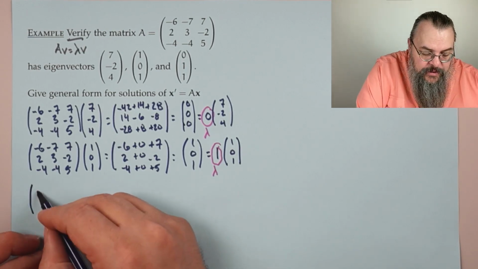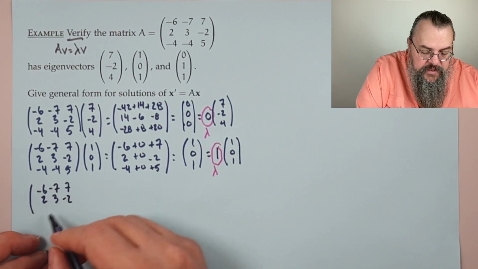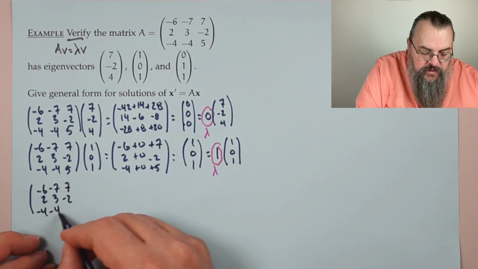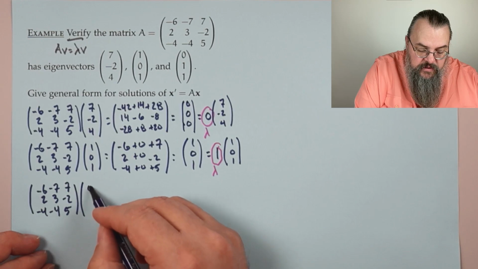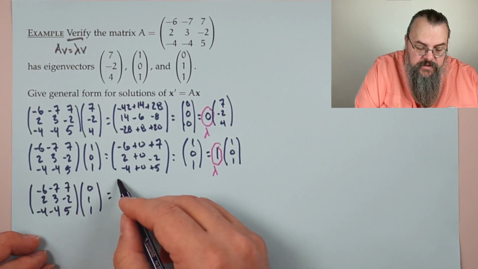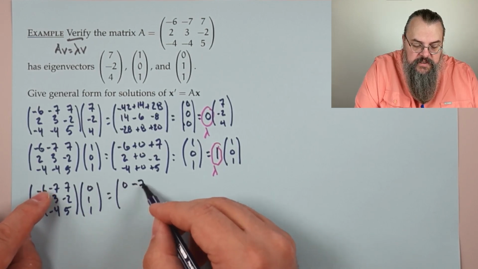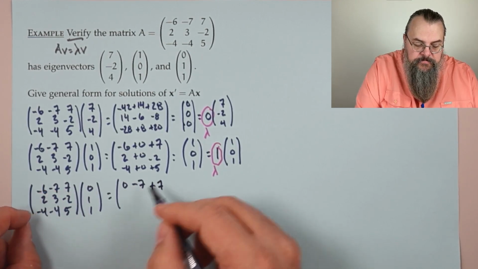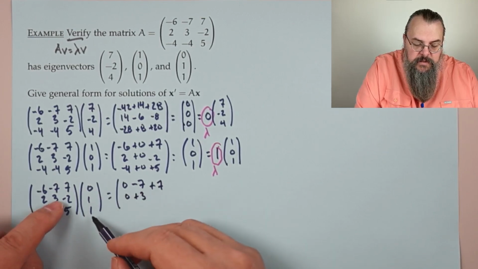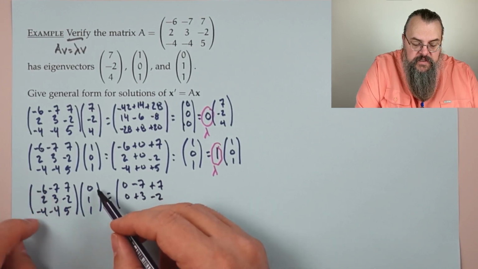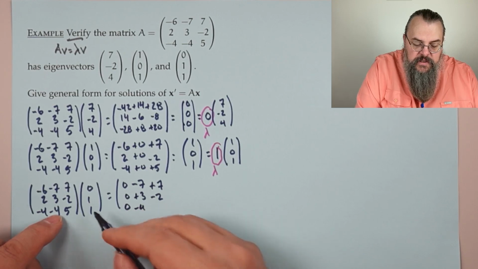So we have minus 6, minus 7, 7, 2, 3, minus 2, minus 4, minus 4, 5, times 0, 1, 1 equals, okay, we're going to get 0 minus 7 plus 7, 0 plus 3 minus 2, 0 minus 4 plus 5.